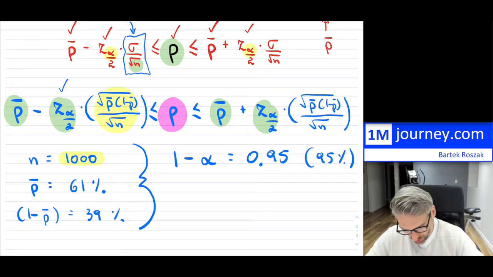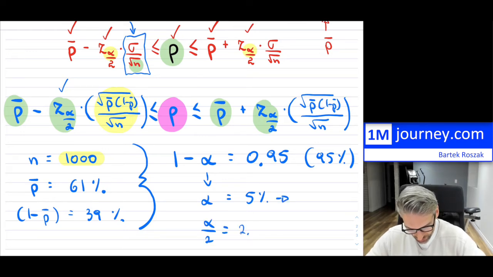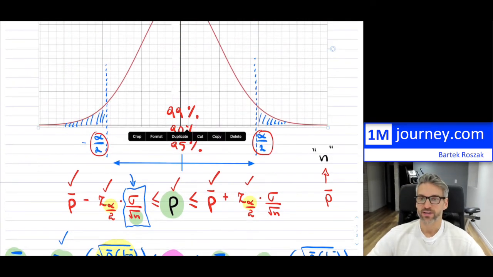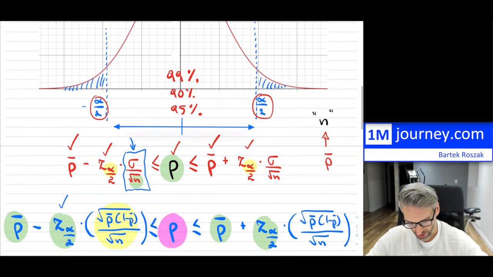So what this really would mean is that my alpha is just 5%, and we're supposed to divide this by 2, so alpha divided by 2 is 2.5%. So that was on the tail end here, right? So in our distribution, on the tail end, 2.5% on the left and 2.5% on the right.